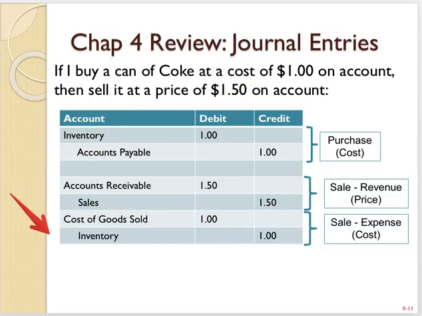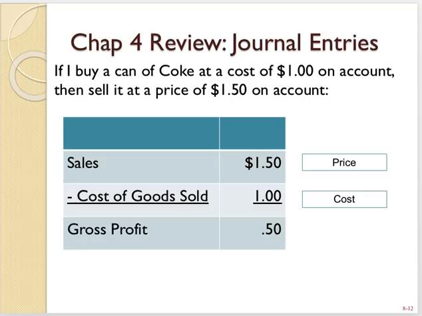Okay? So those are our basic purchase and sales journal entries that we learned from chapter 4. And then, of course, I want to know, well, what is our gross profit? Well, the formula for gross profit is sales minus cost of goods sold equals gross profit. And our sale was $1.50, which was also our price. And our cost of goods sold was $1, which was also our cost. So therefore, our gross profit is 50 cents. Okay.